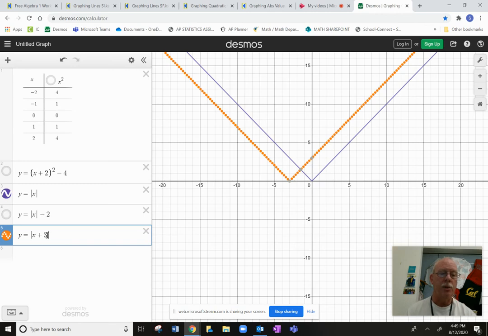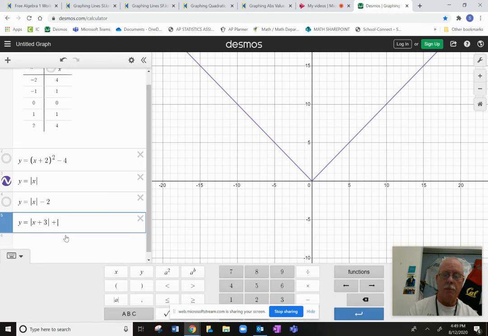And then, of course, I can do a combination of things. I could go +6, and that would move it left 3, and up 6. If I wanted to move it right, of course, I would do a minus inside, move it right 3. If I wanted to move it down, I would move it down 2 or something like that.